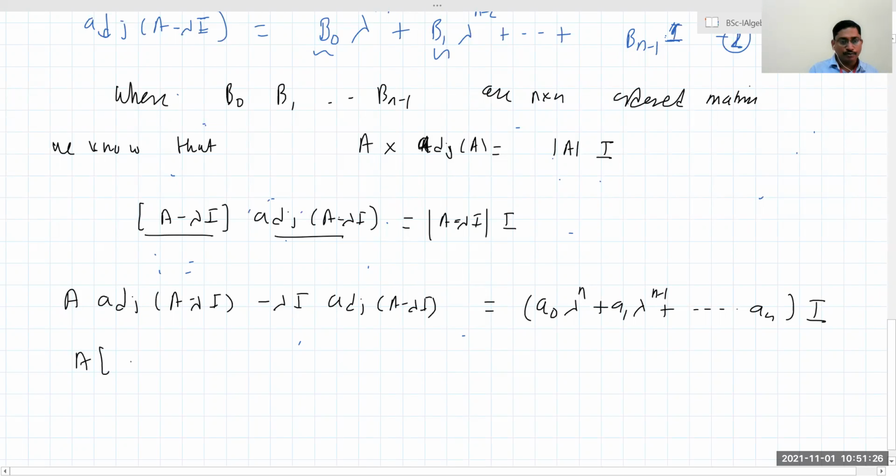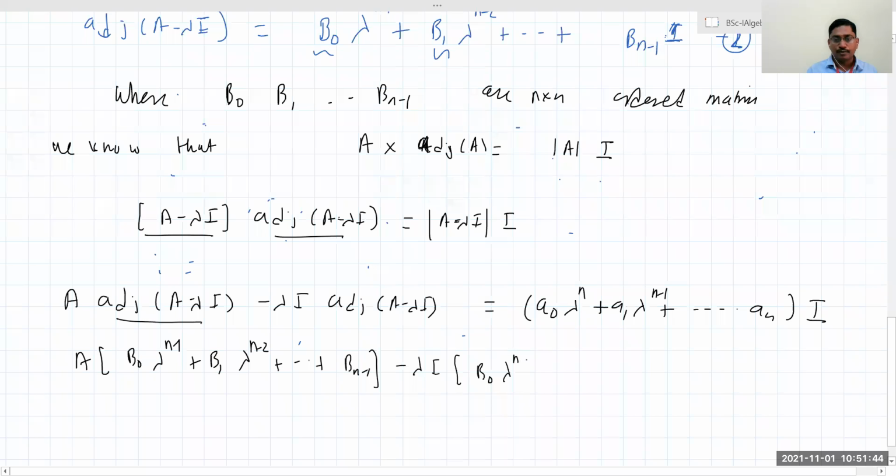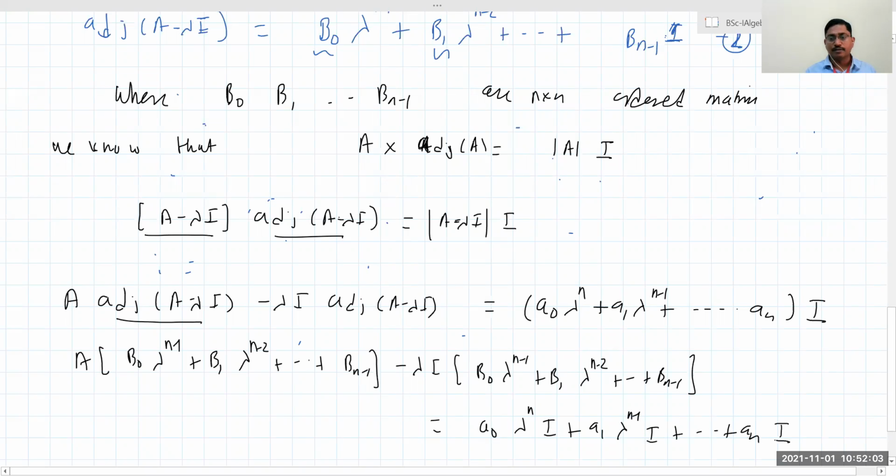What next? We have to put in the value of the adjoint from equation 2. So A minus lambda I is multiplied by b naught lambda raised to n minus 1, plus b1 lambda raised to n minus 2, and so on, plus bn minus 1. The right hand side is a naught lambda raised to n times identity matrix plus a1 lambda raised to n minus 1 times identity matrix, and so on, plus an times identity matrix.